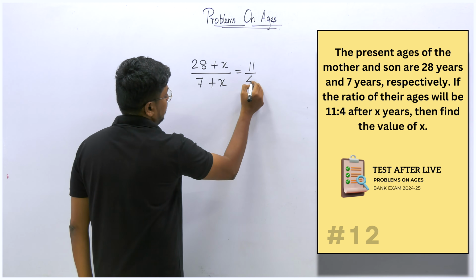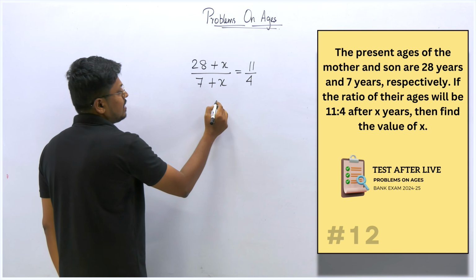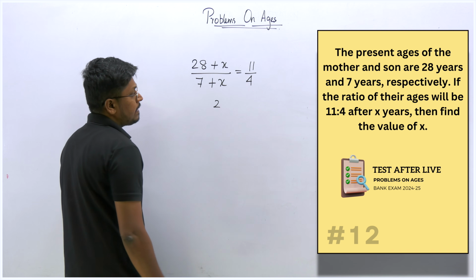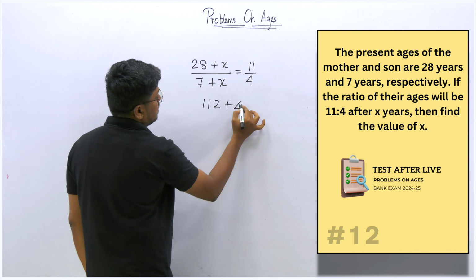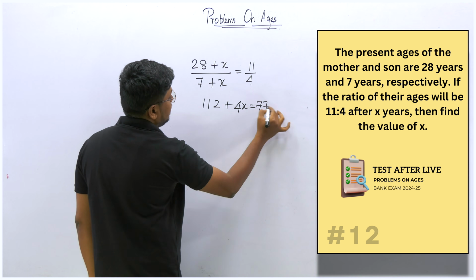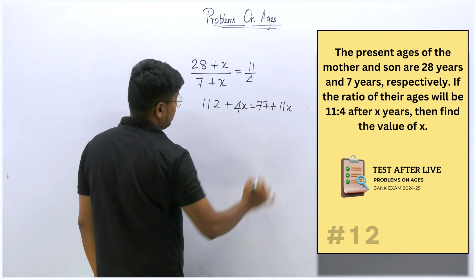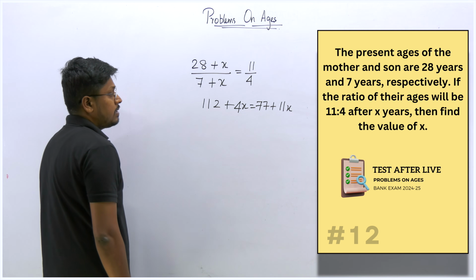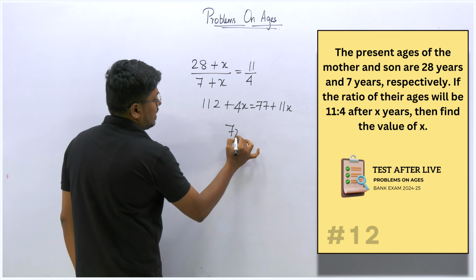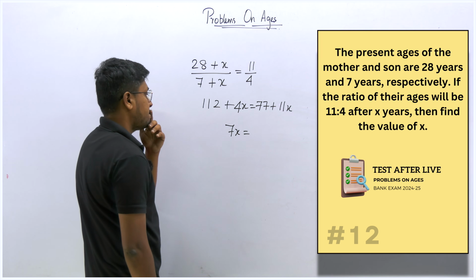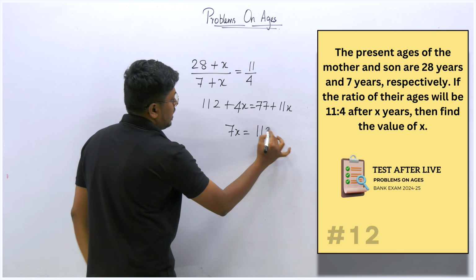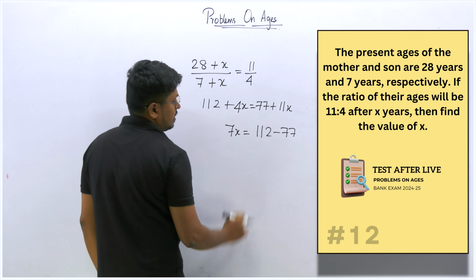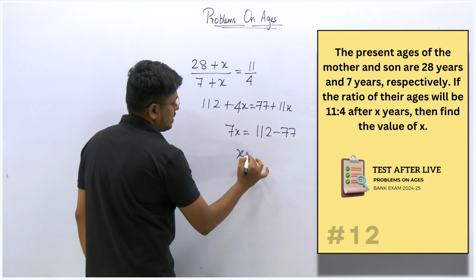So 11 by 4. So cross multiply it. 8 fours are 32. Remaining will be 3. 8, 9, 10, 11, right? Plus 4x is equal to 77 plus 11x. So this will be 7x. So 7x is equal to 112 minus 77, which is 35. So x is equal to 5.